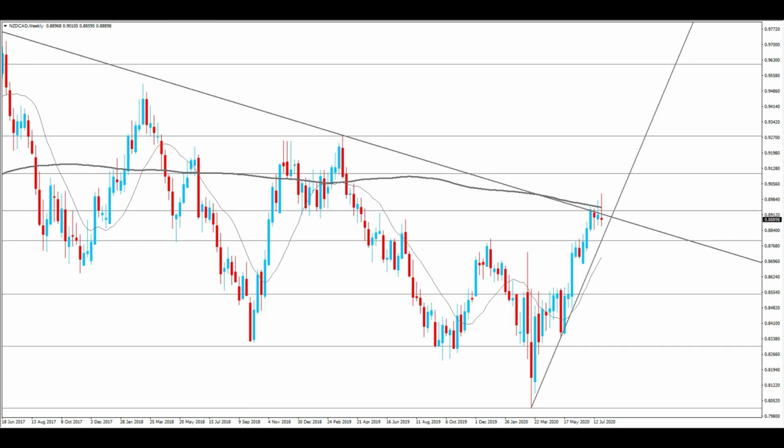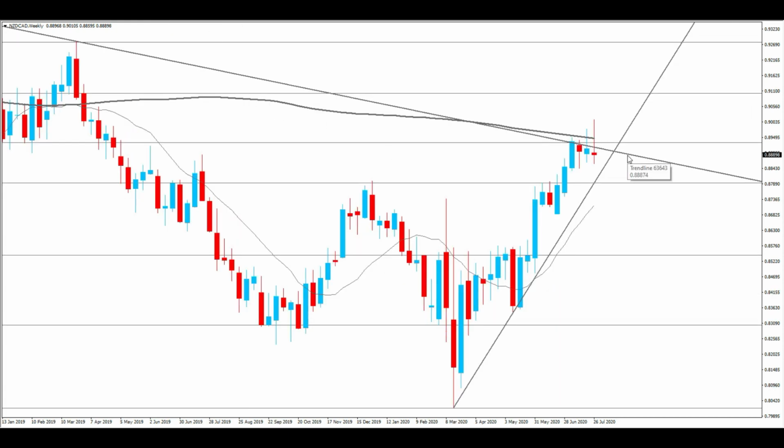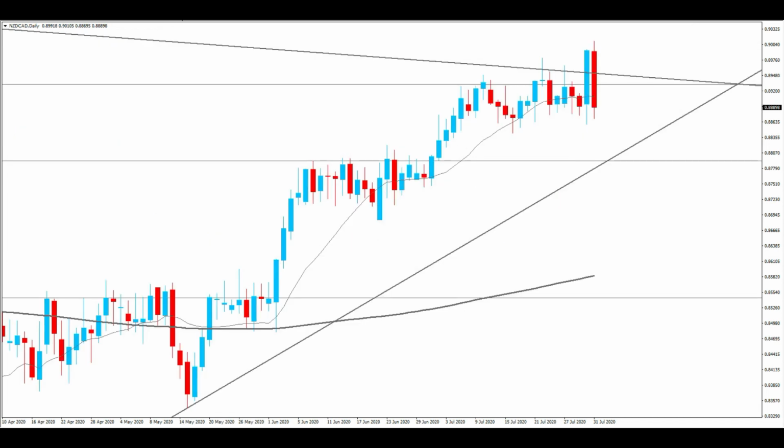As you can see, if I zoom in, you can see that this week we had that long wick to the upside. Price tried to break it, came all the way down and closed back in with our trend line. So we could be seeing price fall back down now and continue that downwards trend.